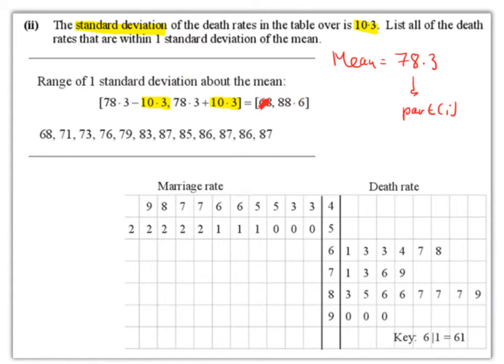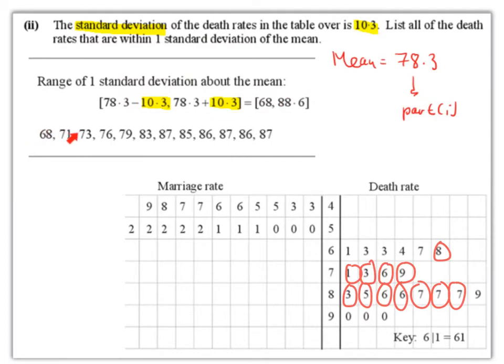So we want anything that's 68 or greater. So 61 we won't include, or 63 or 64 or 67. We will include 68. We will include 71. We will include 73, 76, 79, 83, 85, 86, 86, 87, 87, and 87. And we won't include 89 or the 90s because they're bigger than 88.6.